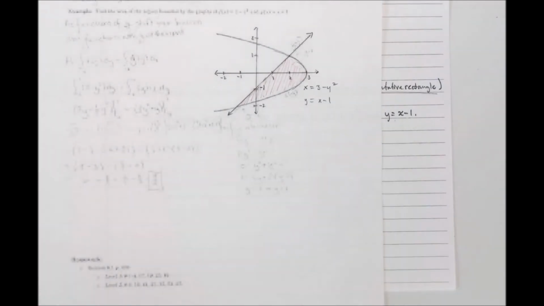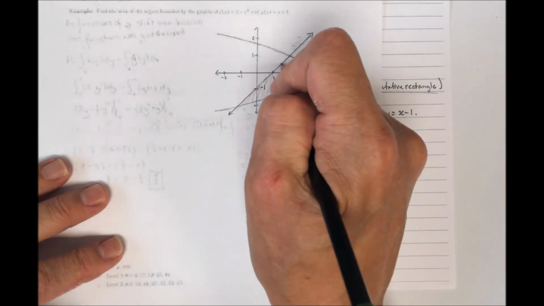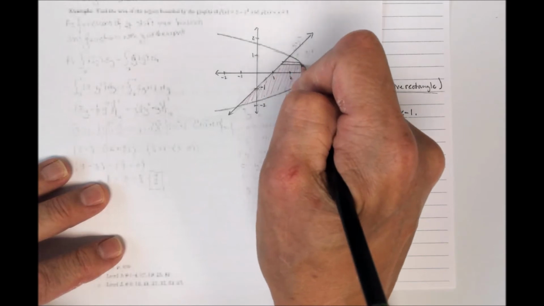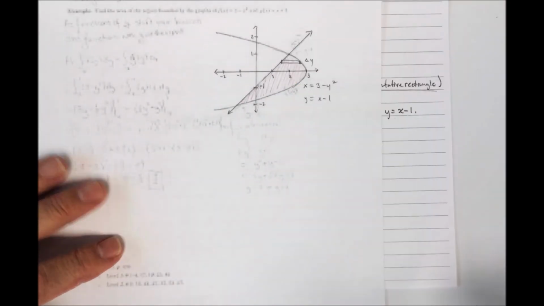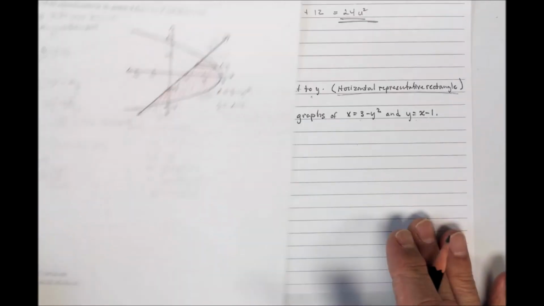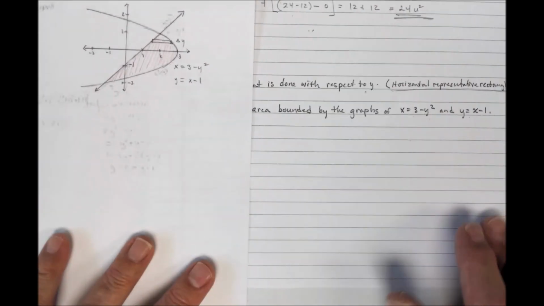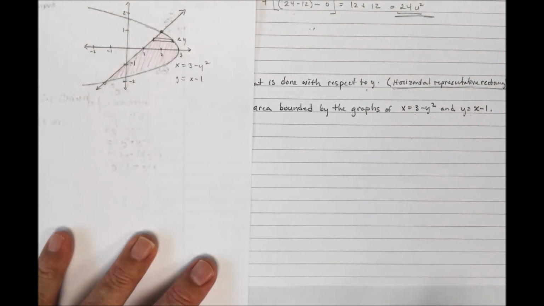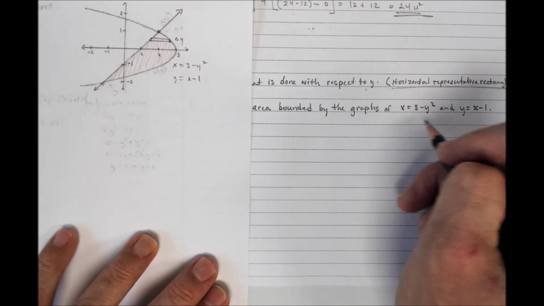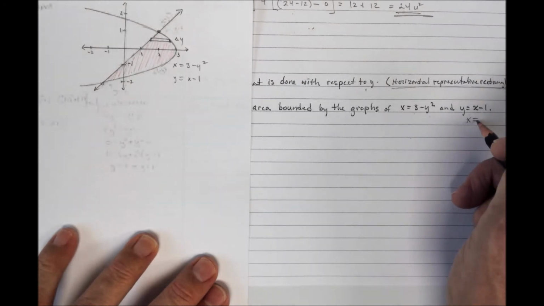So my suggestion is make a representative rectangle that is horizontal. So this is delta y. Everything's going to be done in terms of y. Now what I'm going to do here, I need to know these points of intersection. So I'm going to set the x's equal to one another. This x, by the way, is equal to y plus 1.